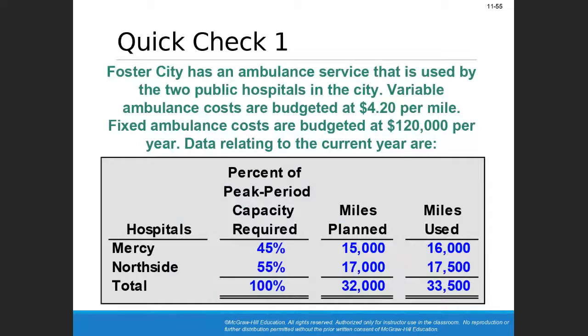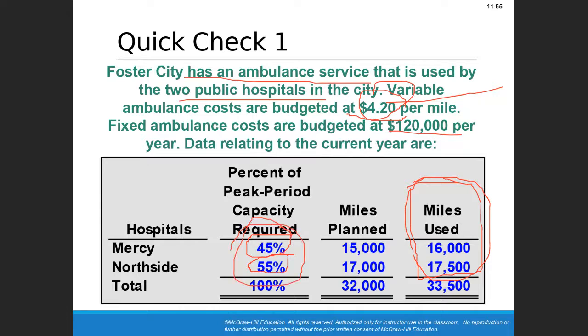Okay, that's pretty simple, right, as cost allocations go. So let's practice this. Let's do one. So here's an ambulance service, and there's 2 hospitals. Variable, $4.20 per mile. Fixed cost, $120,000. So at peak, Mercy Hospital uses 45%, Northside uses 55%. Again, we're going to charge $4.20 per mile, our budgeted rate, against actual miles used for the variables, and capacity at peak for the fixed.